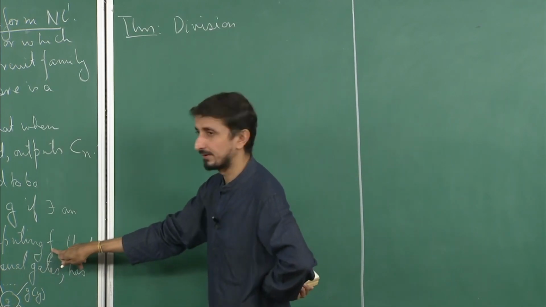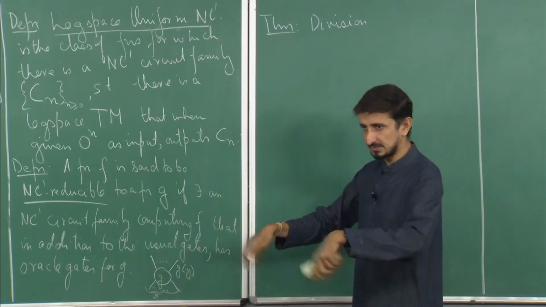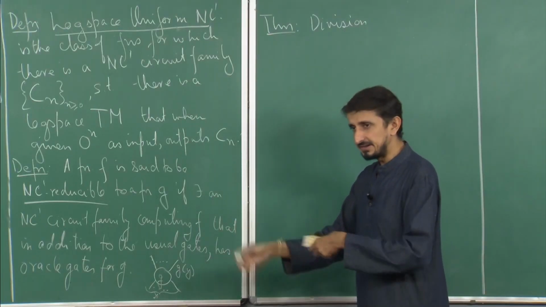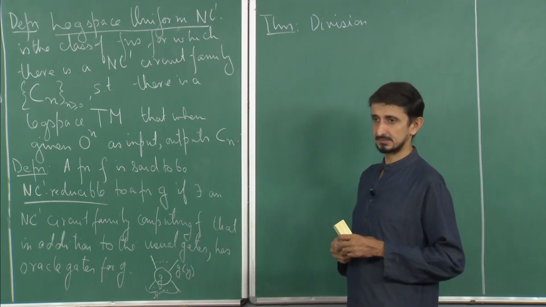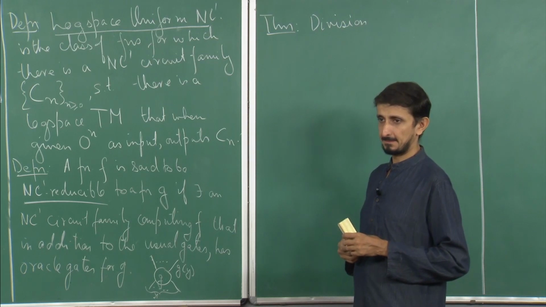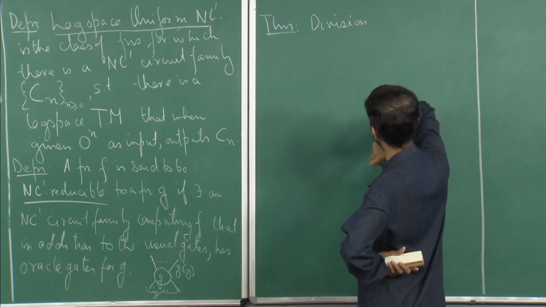A circuit family computing F. So, it is an NC1 circuit family which is computing F, but in addition to the usual gates it also has oracle G gates. Okay. So, let us look at this thing and we can see this with respect to this.